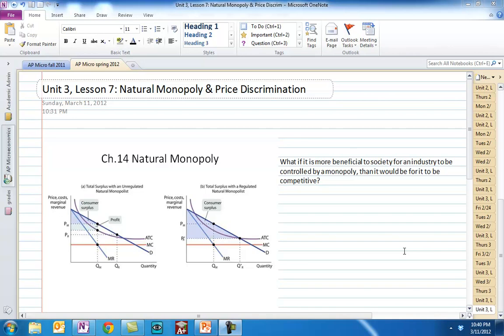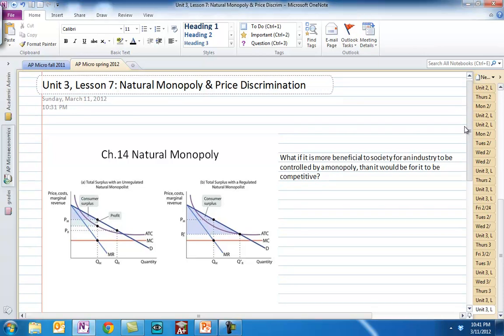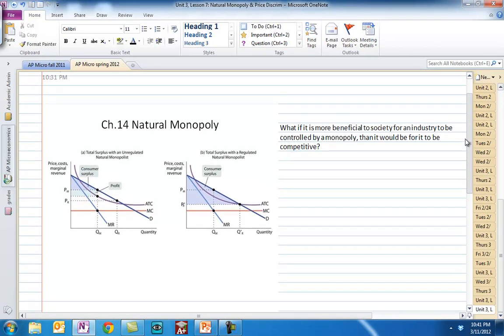Welcome to Unit 3, Lesson 7 on natural monopoly and price discrimination. These are two more applications that we'll do with this monopoly concept, and this will finish out our study of monopoly. So these are two specific situations that we'll use the monopoly model again to analyze. So the first is called natural monopoly.